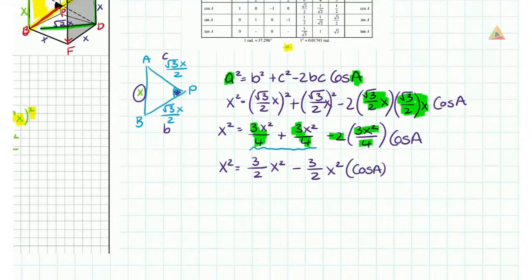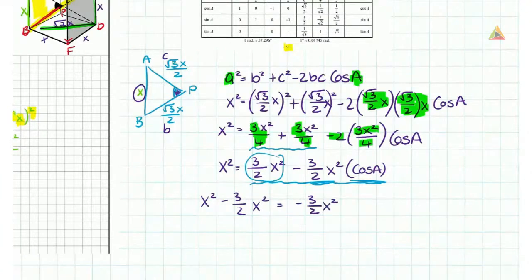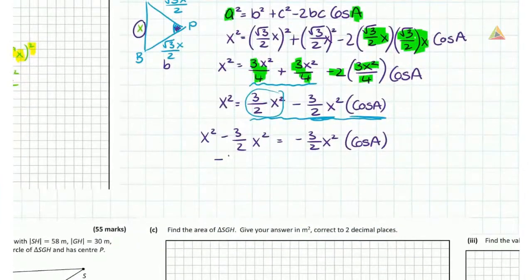And remember, what we don't do for definite is we don't put all of this together, because this term here has a cos A hanging on the end. What we do is we basically subtract. So we're going to subtract that from both sides. So that will give me x squared minus 3 over 2x squared equals minus 3 over 2x squared times the cos of the angle A. Left-hand side, that's going to give you minus a half x squared equals minus 3 over 2x squared times the cos of A. And then this guy here is in the way of getting that cos A on its own.